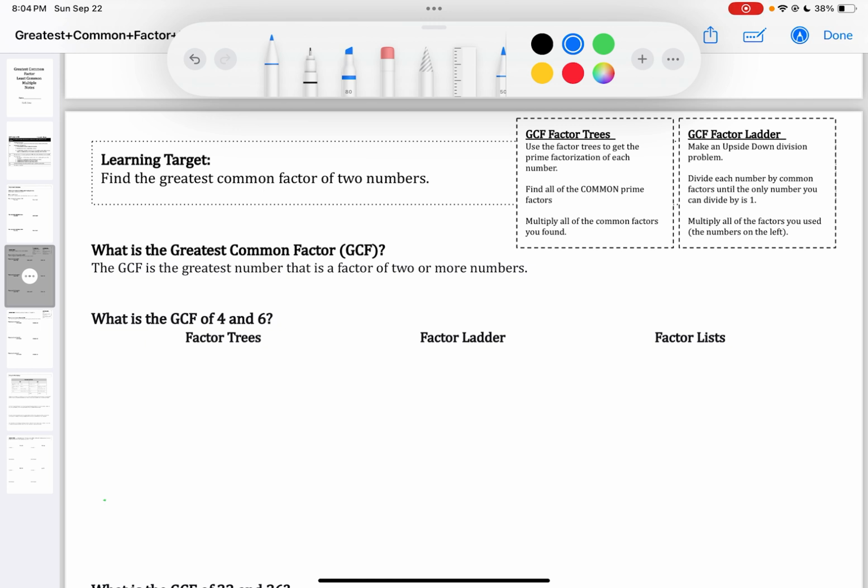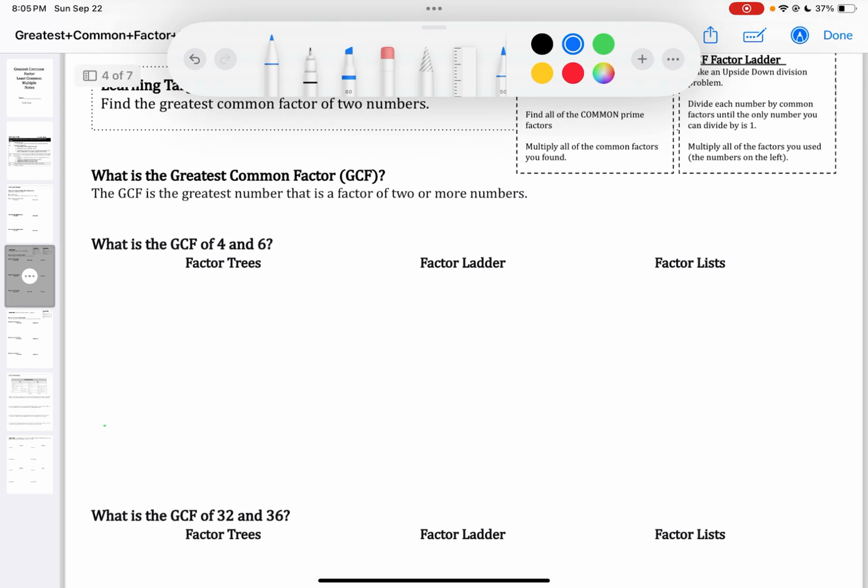You can find this using factor trees where you will get the prime factorization of each number. Then you'll find all of the common prime factors and then multiply all those common factors you found. You can do the same with the factor ladder. You'll make an upside down division problem, divide each number by a common factor until the only number you can divide by is 1, and then you'll multiply all the factors you used or the numbers that are left.